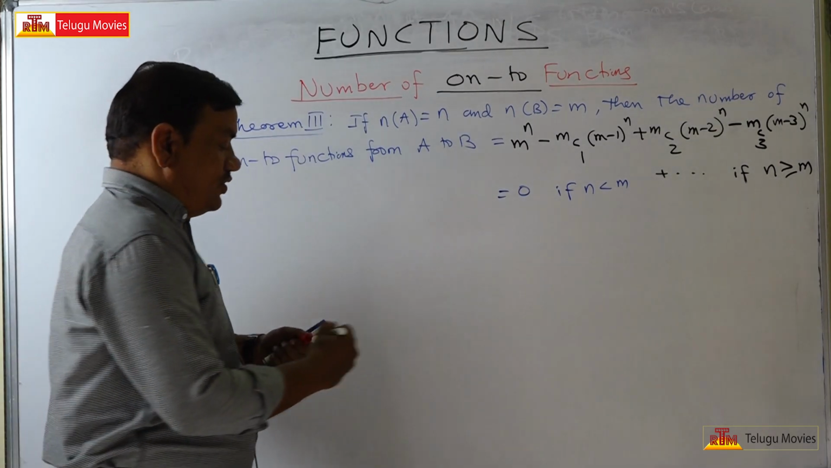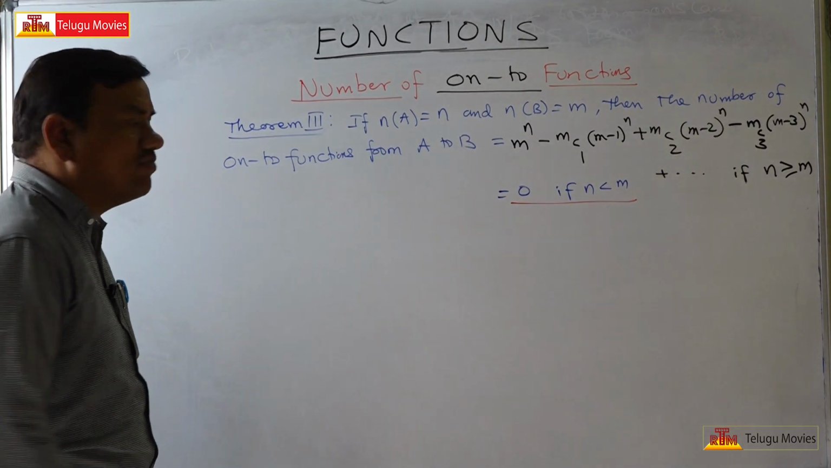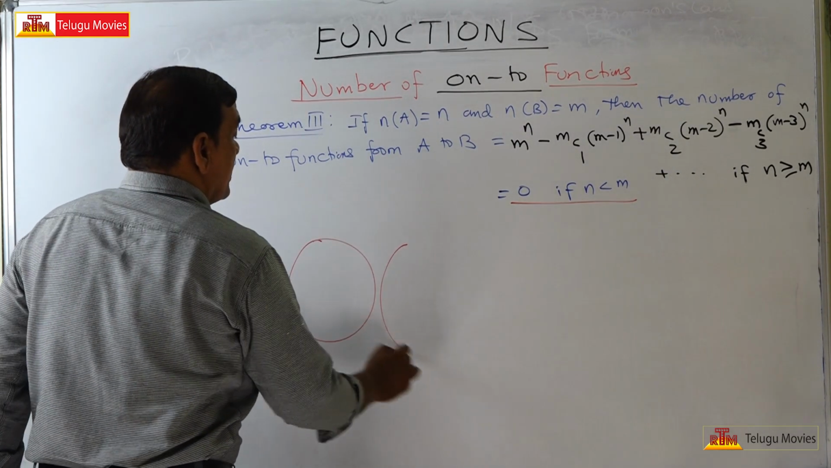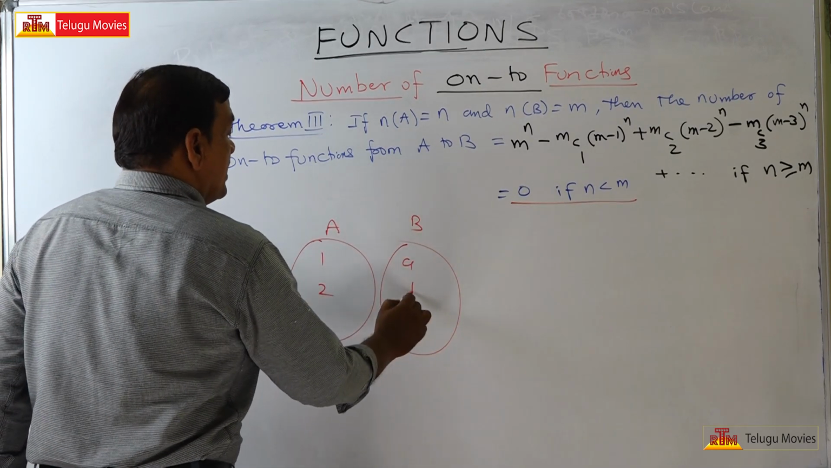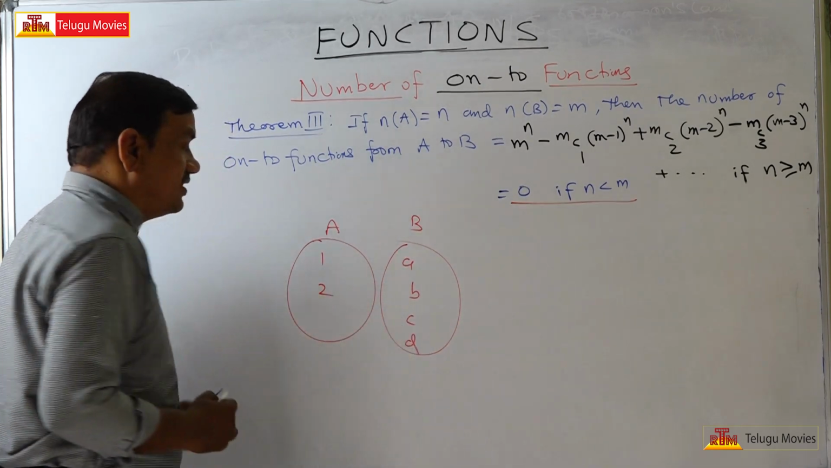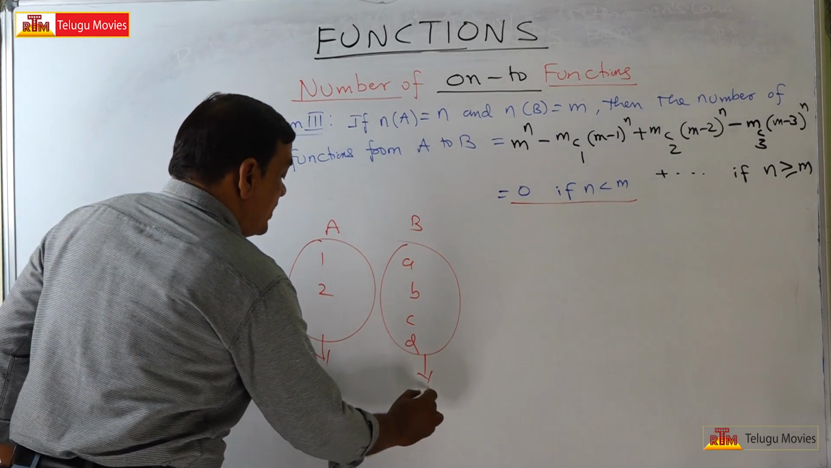Dear students, try to understand this part. The second part is, if n is less than m, what happens? See here, n is less than m. Here A and B, here 1, 2. Here A, B, C, D elements are there. Okay. So here how many elements are there? 2. Here how many elements are there?